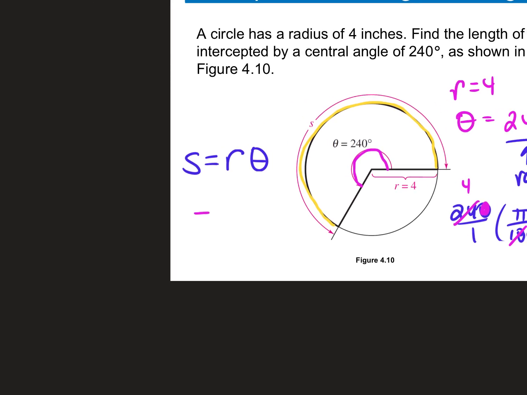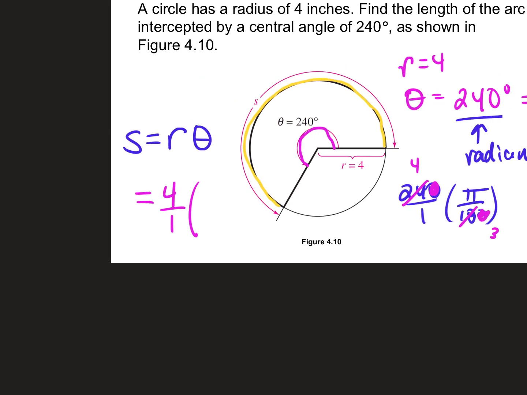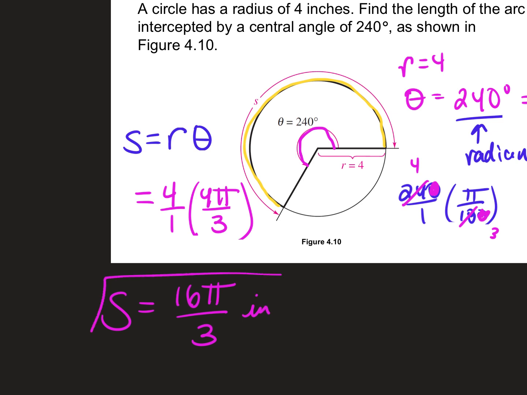So literally, all you do is say your radius is 4, which is 4 over 1, times what's your central angle? 4 pi over 3, and we simplify. So our arc length is, what's 4 times 4? 16 pi over 3. And then what were we measuring in? Inches. That's it.